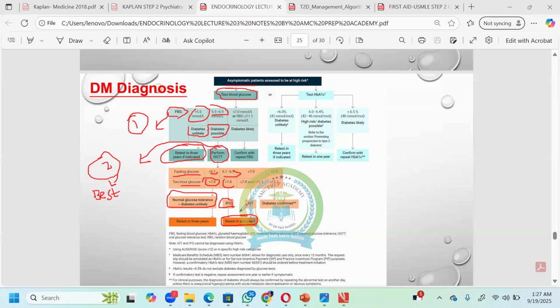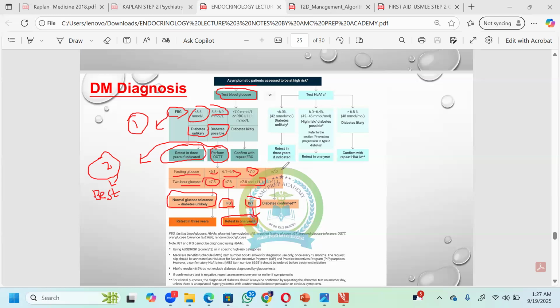Okay, then if the value of fasting blood glucose is less than 7.0 and the 2-hour value is between 7.8 and 11.1, you will go for impaired glucose tolerance. And same, you have to retest in 1 year.